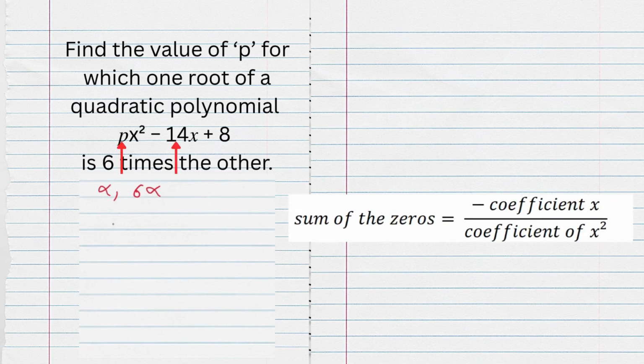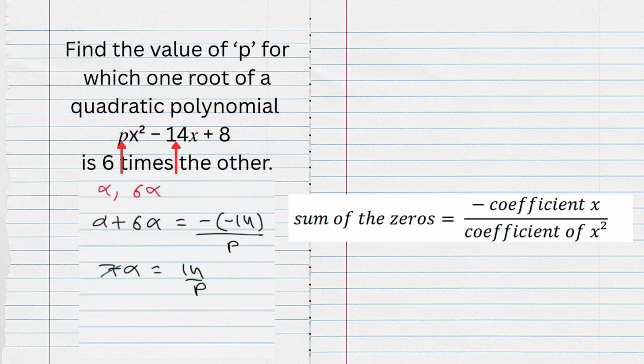Now using the relation that the sum of the zeros is equal to negative coefficient of x over coefficient of x squared, we can say that the sum of the roots should be equal to negative of negative 14 over p. This gives 7 times alpha equals positive 14 over p.